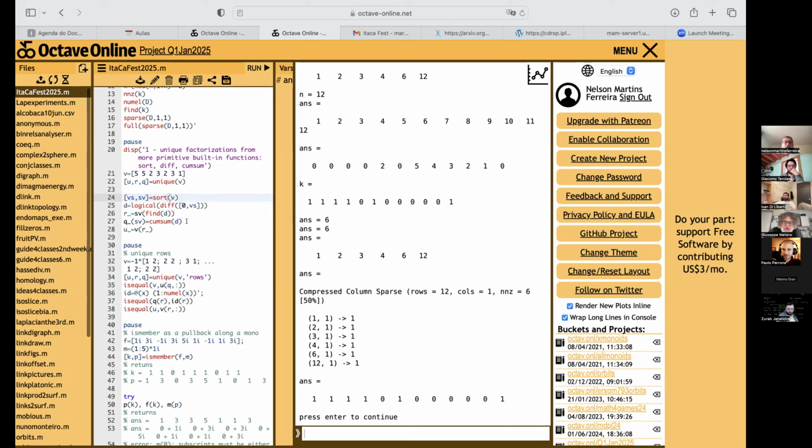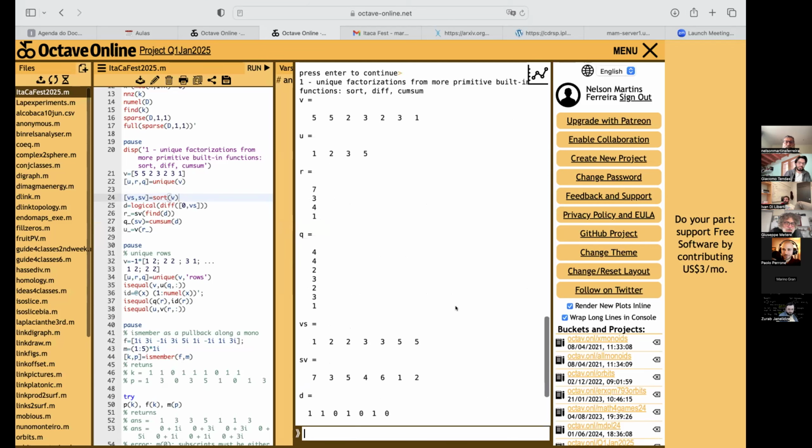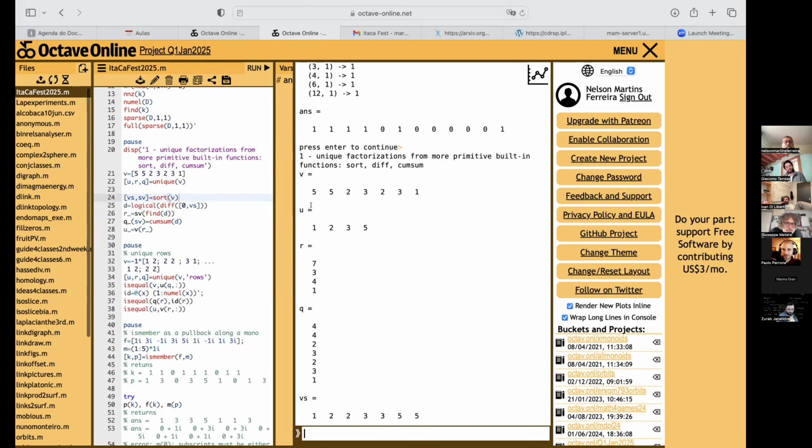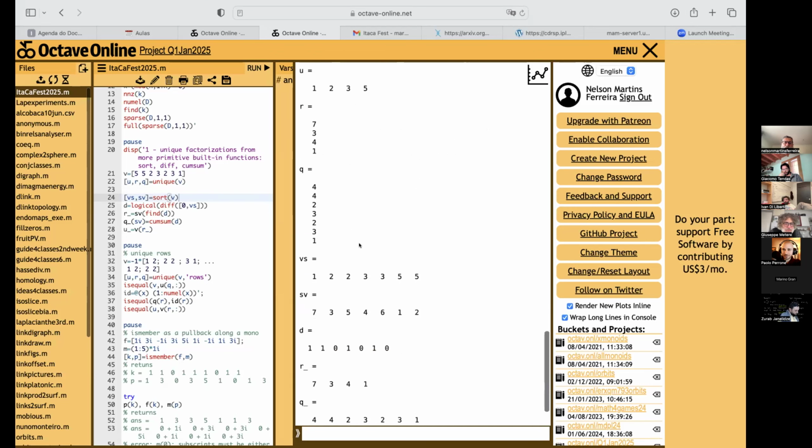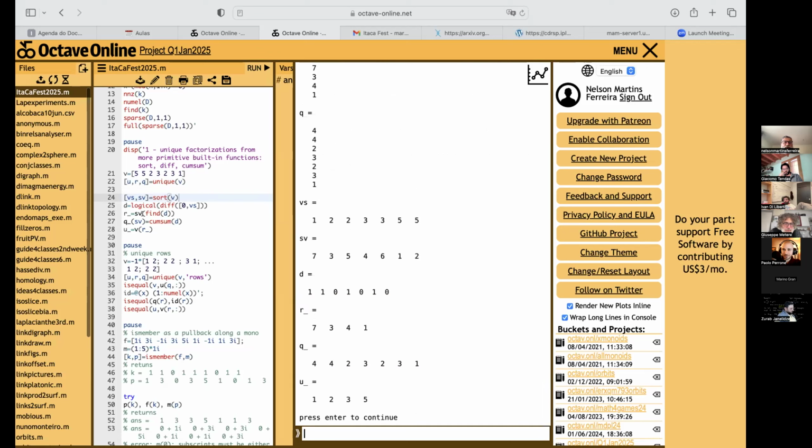Essentially, if we wish to determine the unique elements in this list, let me continue here. The unique function gives us the unique elements. R is a pointer to every unique element, and Q identifies, in the list of unique elements, those that are the same. So this is the structure that the function unique gives us, and we can understand it if we alternatively perform this set of instructions.